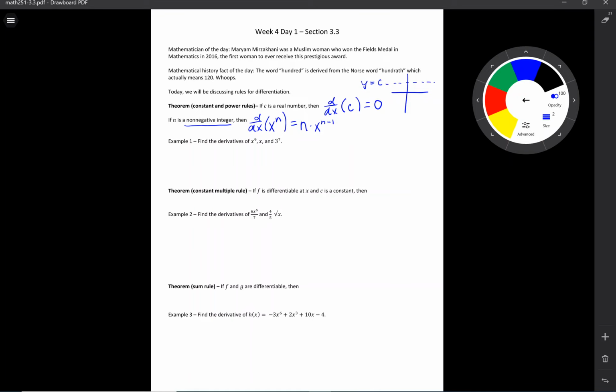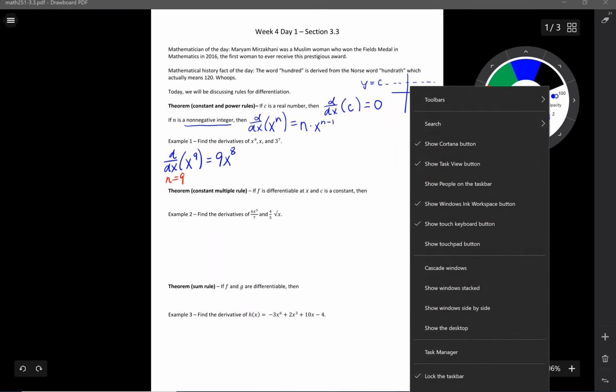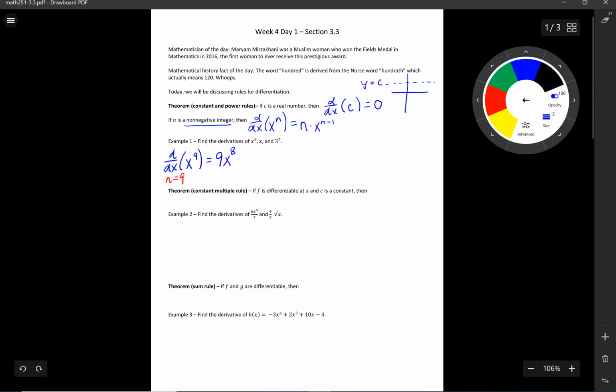All right, hopefully you've given number 1 a try. We want to find the derivative, first off, of x to the power of 9. Well, here, our n, our exponent, is equal to 9. So I take this n value and I put it in front. And then I have x to the power of n minus 1, which will be 8. So I just move the exponent down in front of the x, and I subtract 1 from the exponent.